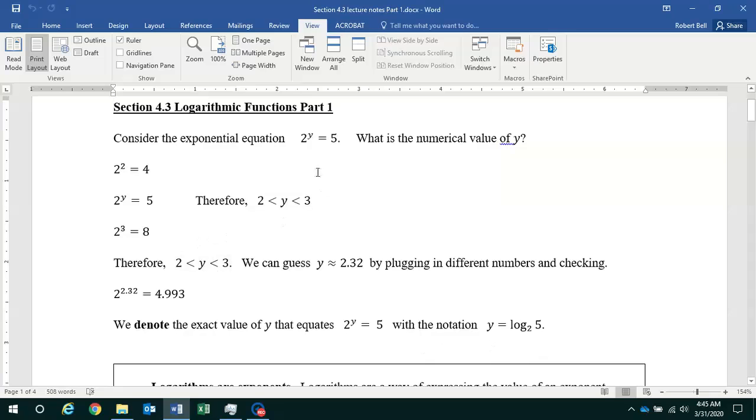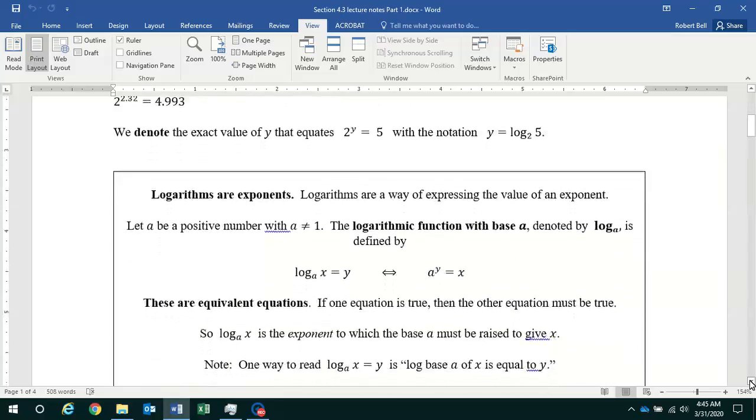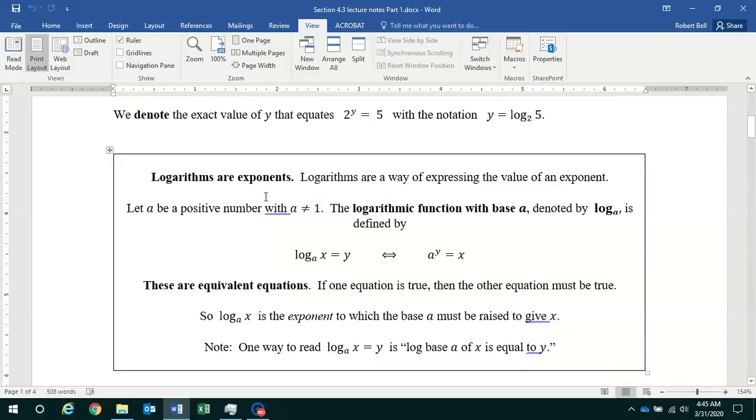The exponent y up here is equal to, using the base of the exponential, which is 2, and the value of the exponential, which is 5, using those two numbers, we can denote the value of y that equates 2 to the y to 5 as log base 2 of 5. So log base 2 of 5 is our representation for the value of y that equates 2 to that power to the number 5. Logarithms in a nutshell are a fancy way of expressing an exponent in an exponential equation.